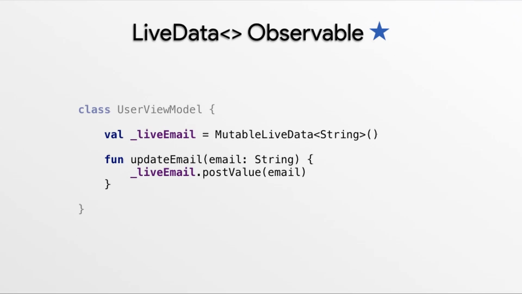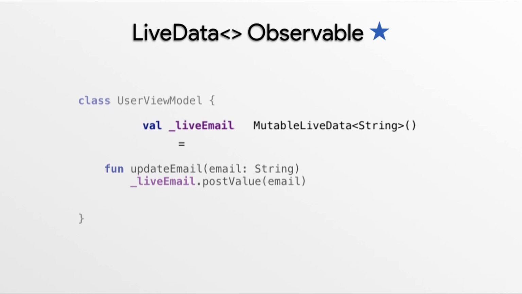One small problem, though. Okay, I have to skip over this quickly, but the problem here is any class outside of the user view model can now access that live email and post values to it. This is not good information hiding. You want to make this private. But if you're making it private, then you can't observe it. So how do you handle that? And that's a common problem with observables.